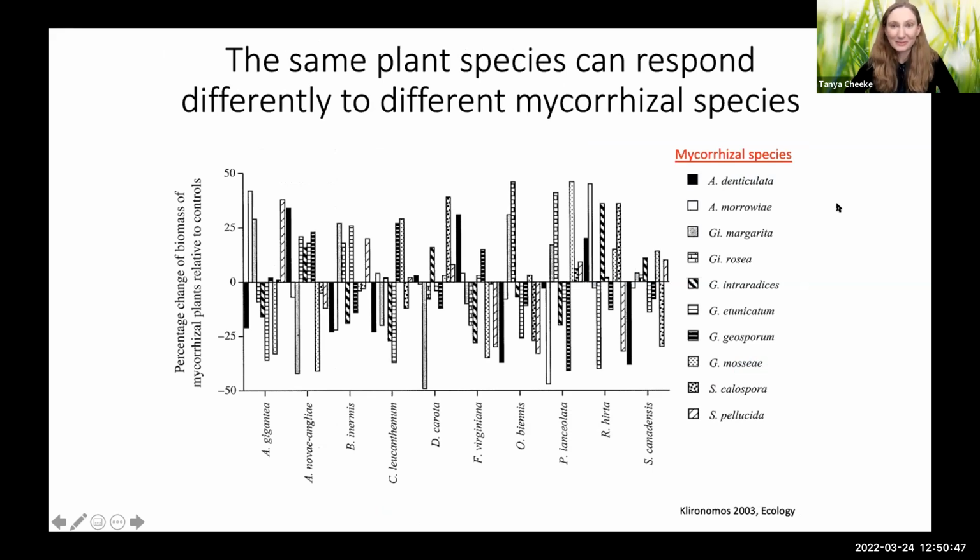The same plant species can also respond differently to different mycorrhizal species. Here's an example of Bromus inermis. It's a grass. And here what they're showing is all these different colors indicate single mycorrhizal species that they inoculated with. And this single plant grew worse sometimes when it was inoculated with certain species and grew better other times when it was inoculated with certain species. So this just really highlights that a lot of these results can be context dependent.